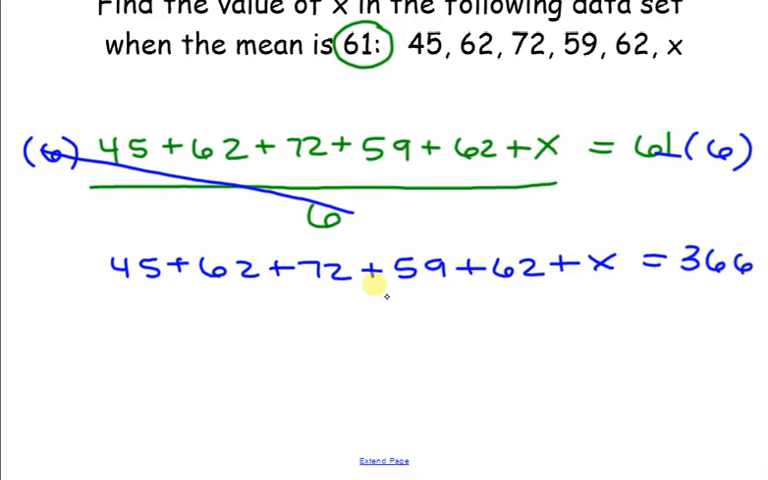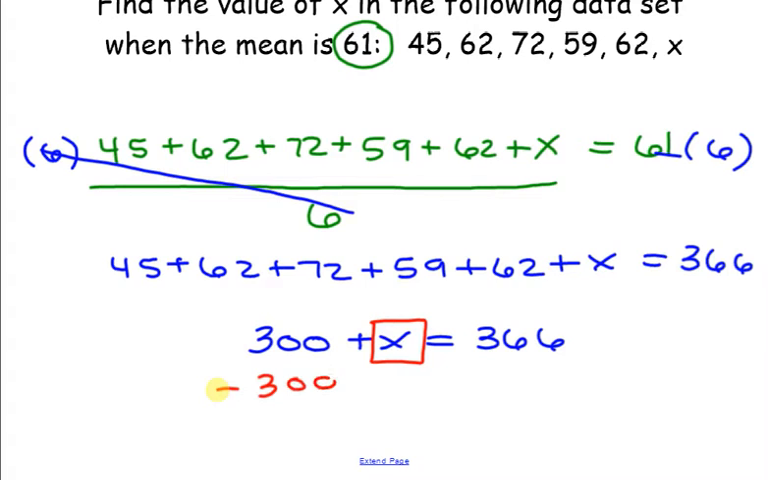45 plus 62 plus 72 plus 59 plus 62, and that's going to give me 300 plus x equals 366. Now I have a one-step equation. I box the variable. The 300 is being added, so I need to subtract it.